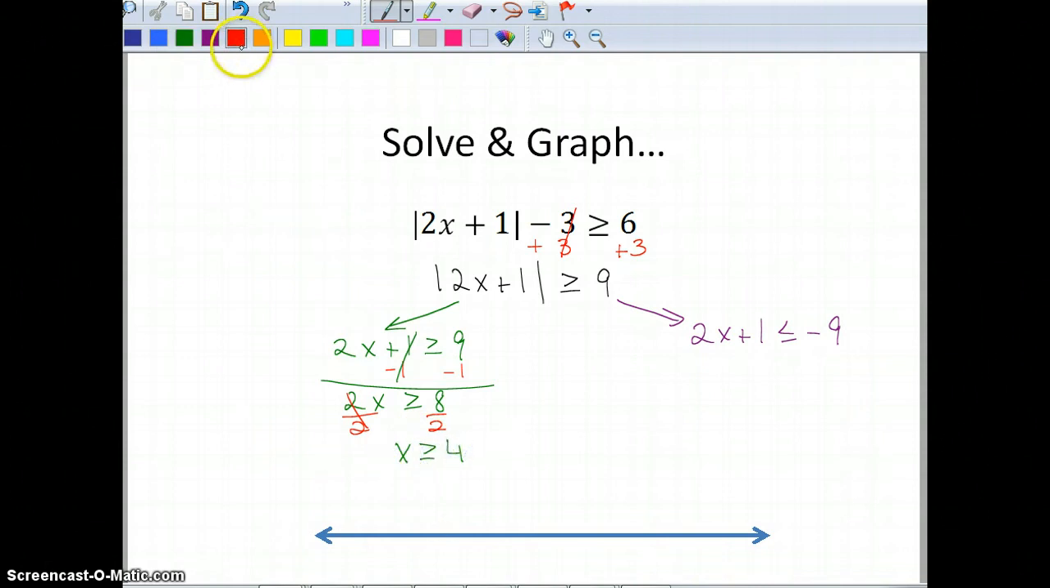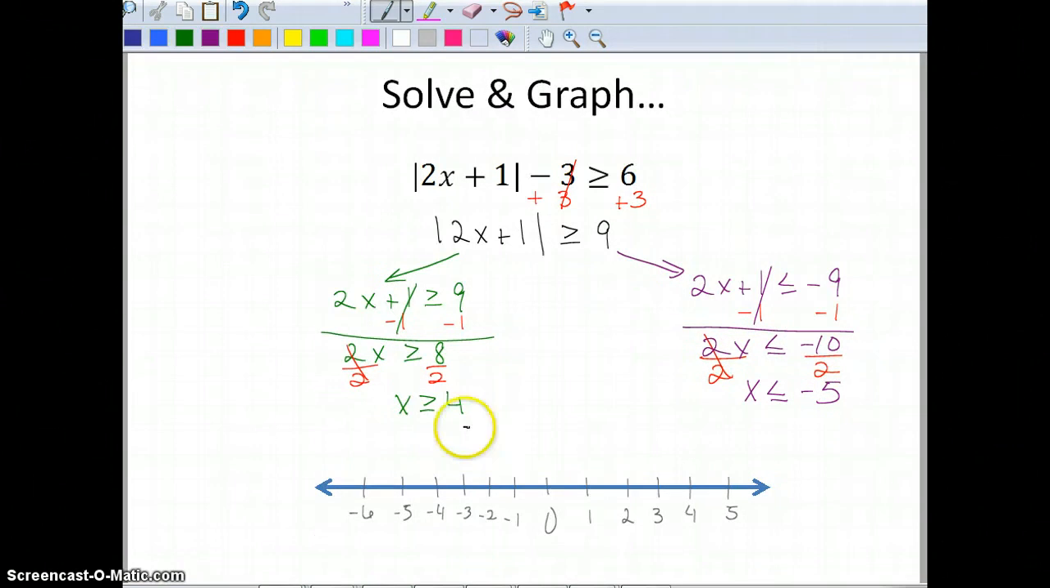Now let's do the other side. Subtract 1 from both sides. Now we have 2x, positive 1 minus 1 is 0, is less than or equal to negative 10. I'm dividing by a positive 2. So I have x is less than or equal to negative 5. So 4 and negative 5 are the key points on my graph, so I have to make sure those are contained on my number line.